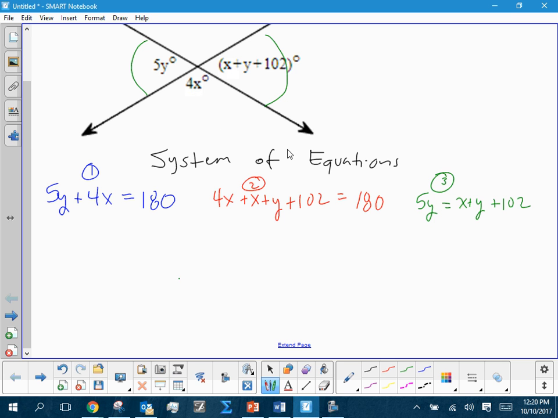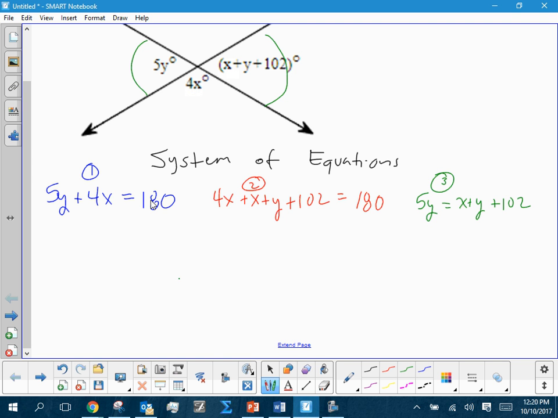When we have an equation with two variables, we need another equation that has the exact same two variables. Okay? So right now we've got three equations with those two variables, x and y, right? You can choose, and we can do this to show that this works, but you can just choose any two of those equations. Doesn't matter which two.